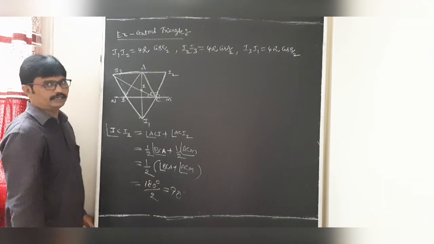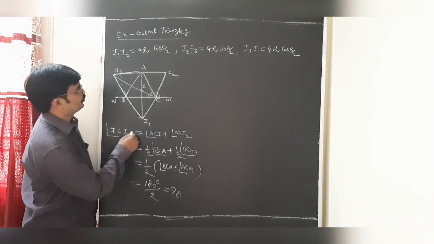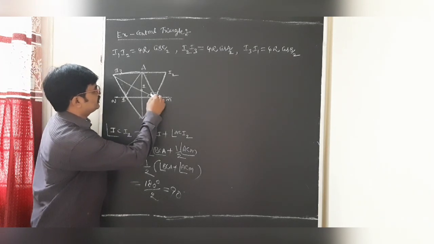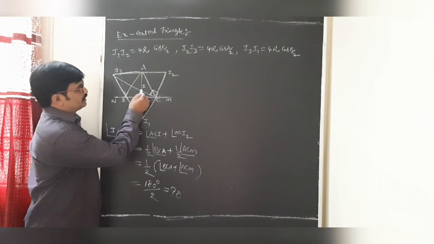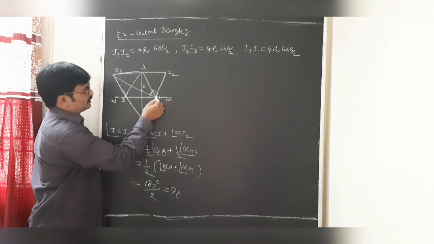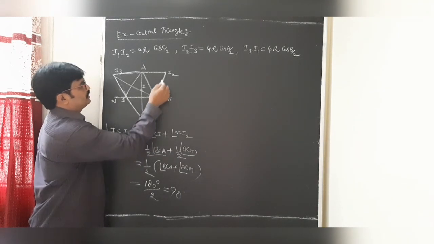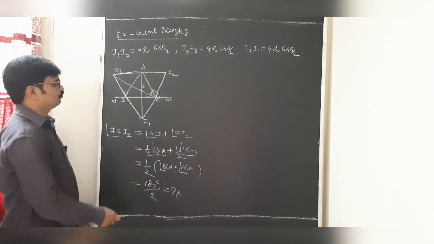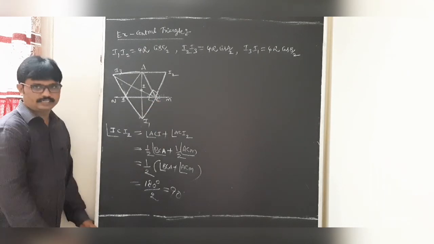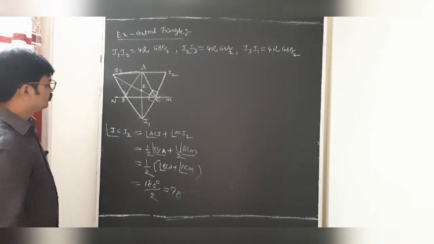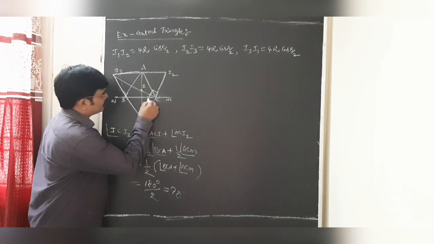My dear students, what we observed here: angle ICI2 is 90. Similarly, I is the incenter, I2 is the excenter, and this is the vertex. Undoubtedly, right now we have proved that ICI2 is 90. Similarly, we can prove that ICI1 is also 90. So here this part is 90.